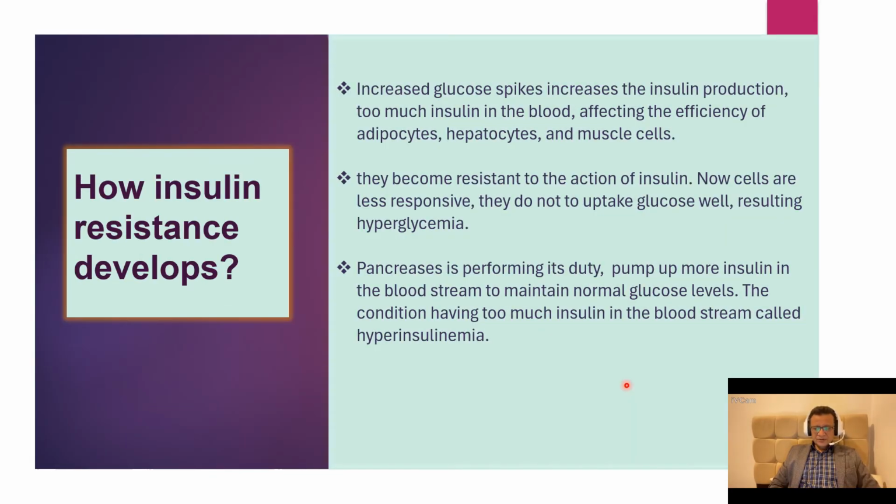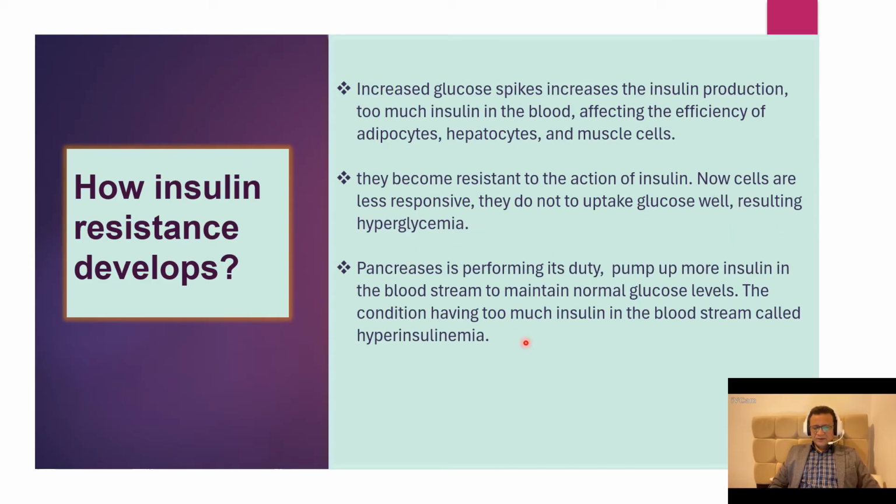So how does insulin resistance develop? As we discussed in our previous slide, increased glucose spikes increase insulin production. Too much insulin in the blood affects the efficiency of adipocytes, hepatocytes and muscle cells. They become resistant to the action of insulin. Now, after resistance, they become less responsive. They do not uptake glucose well, resulting in hyperglycemia.